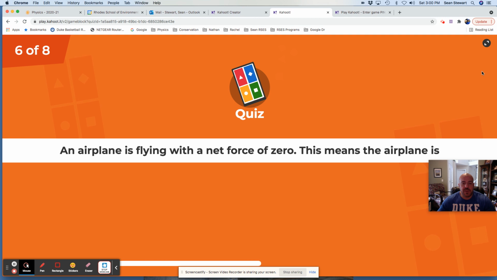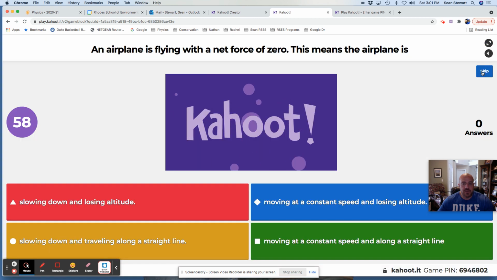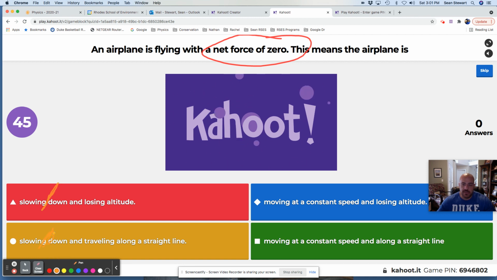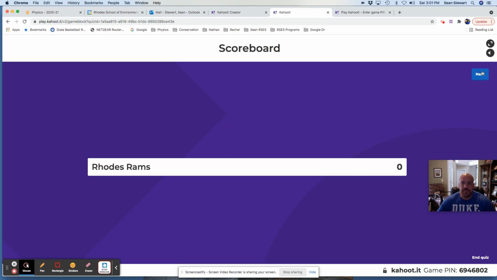An airplane is flying with a net force of 0. What's that tell us about the airplane? Press pause while you think. Remember, net force of 0 means no change. Slowing down, that's a change. Constant speed, that's okay. Losing altitude means you're moving toward the ground. So constant speed means stays the same. Straight line stays the same. Green is correct.